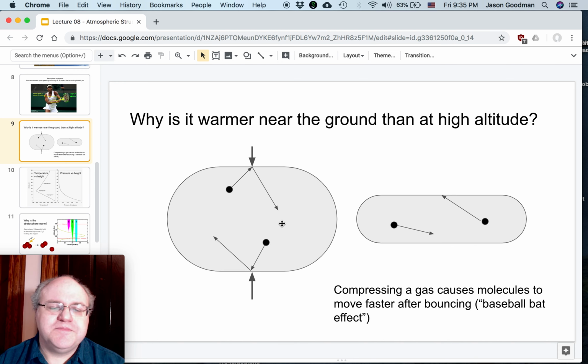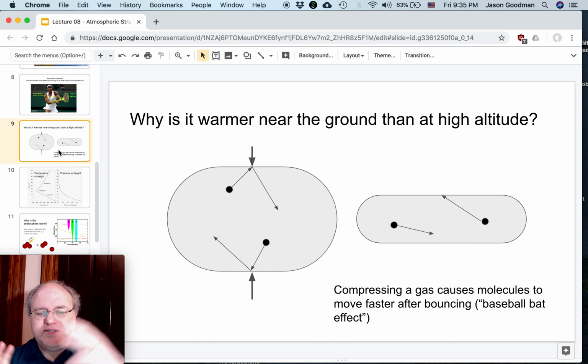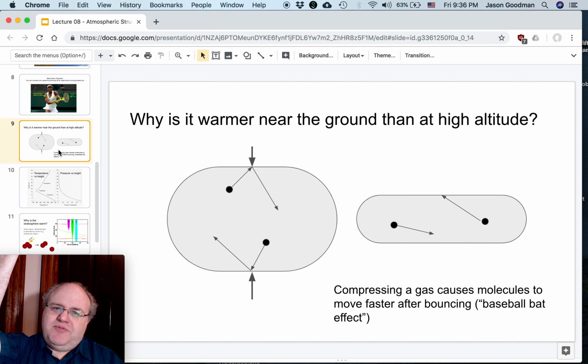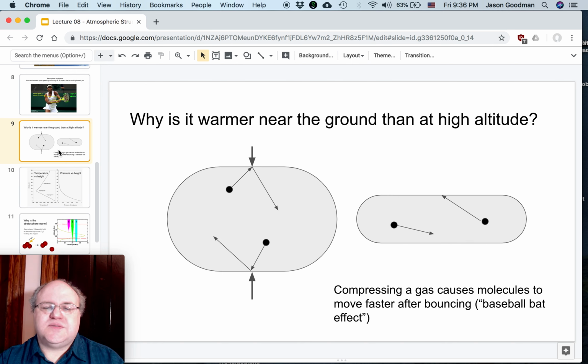It's just that simple. All right. And so, if we compress a gas, it will heat up. If we reduce the pressure of a gas, it will cool down. So let's imagine taking a clump of air that starts at the ground and lifting it up to the top of a mountain. As it goes up, the pressure goes down. As the pressure goes down, the temperature goes down.